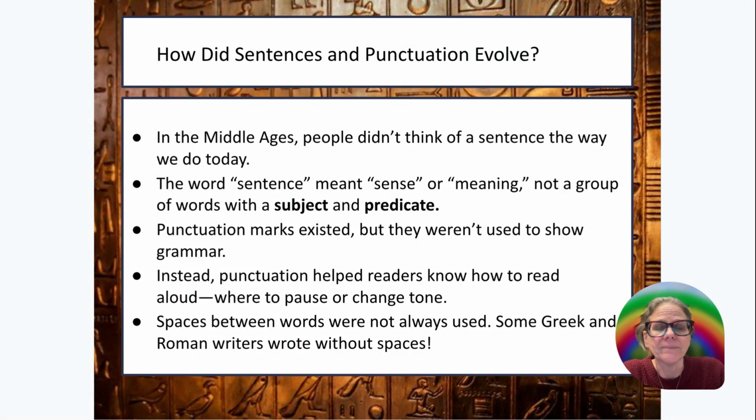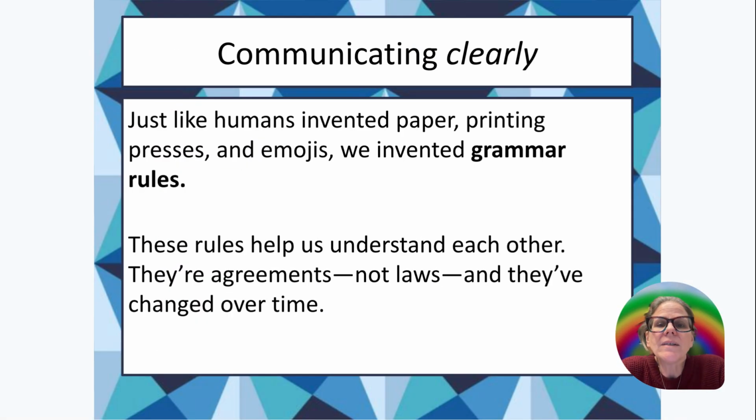Things have gotten better. So just like humans invented paper and printing presses and emojis, we invented grammar rules. These rules help us understand each other more clearly. They're agreements. They're not laws. They've changed over time. But when we agree about how to spell words and how to write sentences and how to use punctuation, it's so much easier to share your ideas and make sure that other people understand exactly what you are trying to get across.